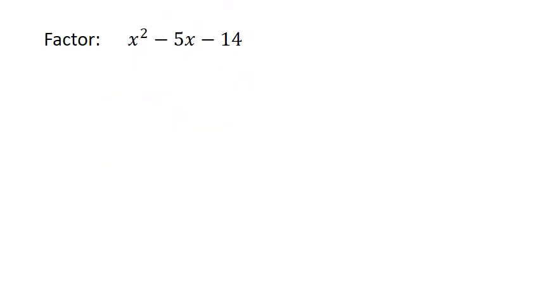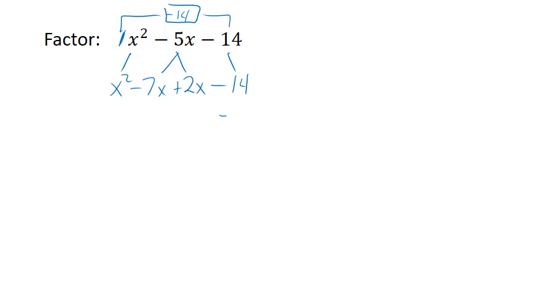For our second problem, we're still going to do first times last. We still have that understood 1 at the beginning, so I get negative 14. And so I need two numbers that multiply to give me negative 14 and add to give me 5. Those two numbers are negative 7 and 2, so I have negative 7x and 2x.